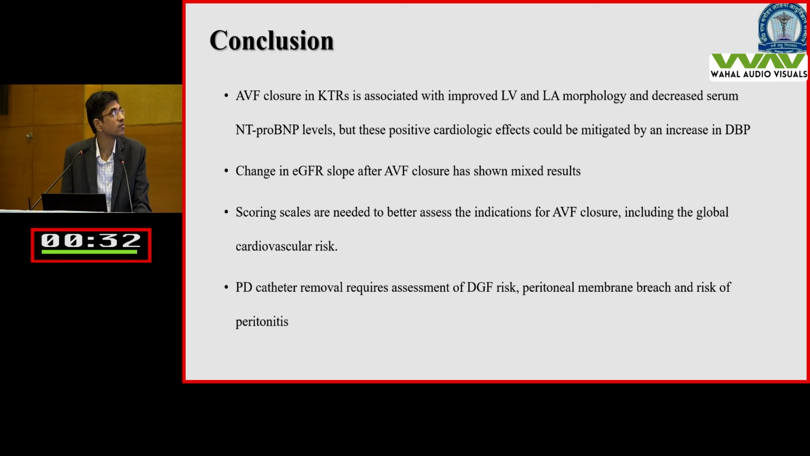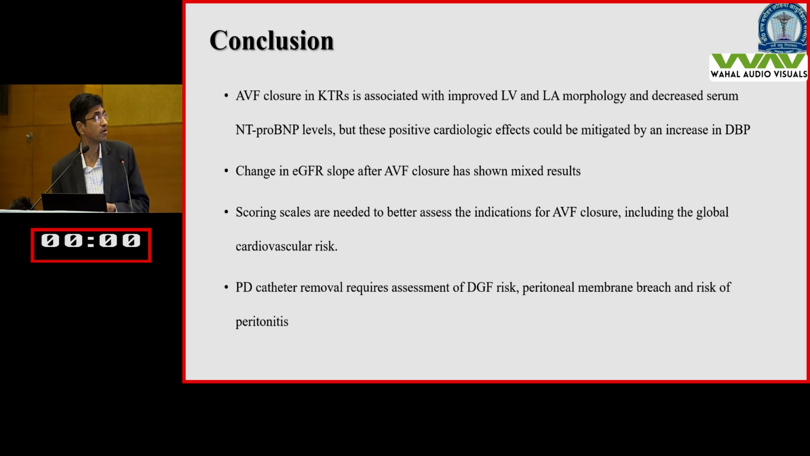To conclude, AVF closure at the time of transplant can be considered if AVF closure leads to improvement in NT-proBNP levels and the cardiovascular profile, but it also leads to an increase in diastolic blood pressure. So closure can be considered taking all these factors into mind. Change in eGFR slope in various studies after AVF closure has shown mixed results, so possibly it's difficult to base our decision on GFR slope as such.